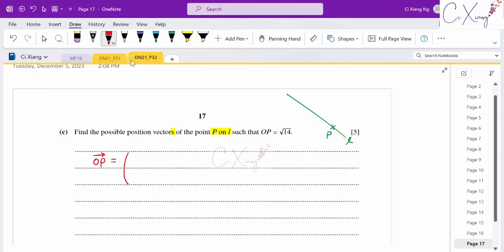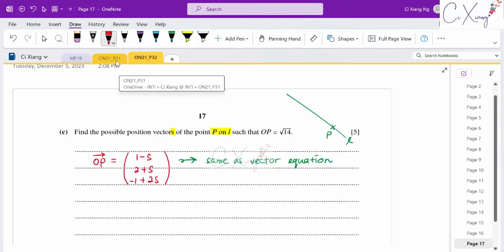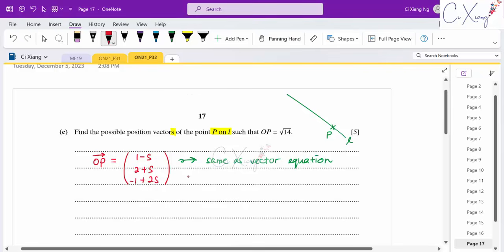So the position vector of P will be equal to the vector equation of line L. Now I want to use another letter and another unknown, so maybe I'm using s. So (1 minus s, 2 plus s, -1 plus 2s). Again, just to let you know that this is the same as the vector equation because point P lies on the line L. Therefore, the position vector of P will be equal to the vector equation. And now let's continue further. I know that OP can be written like this.